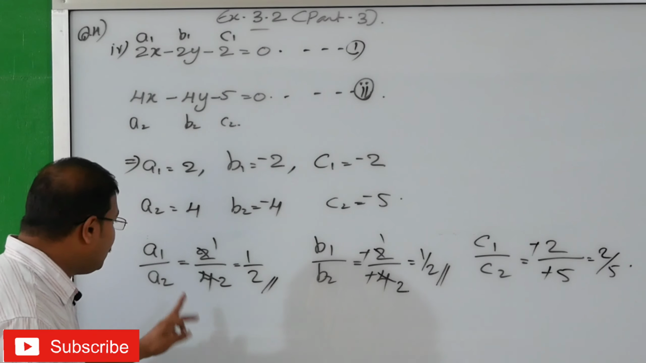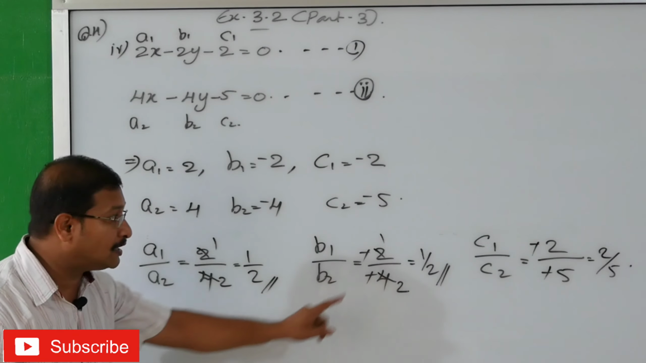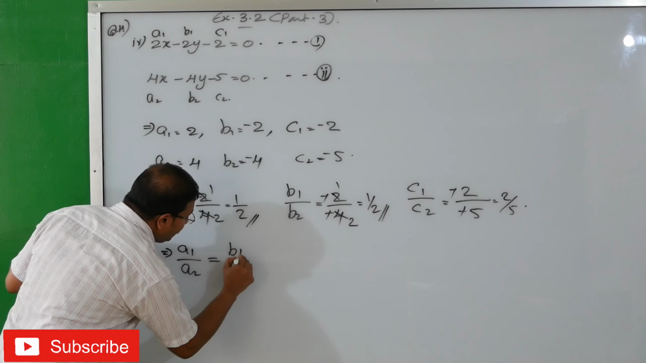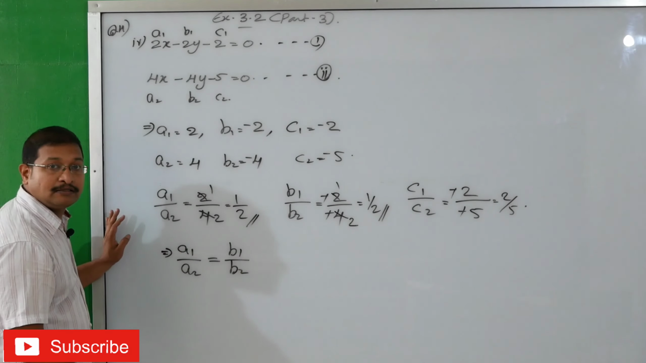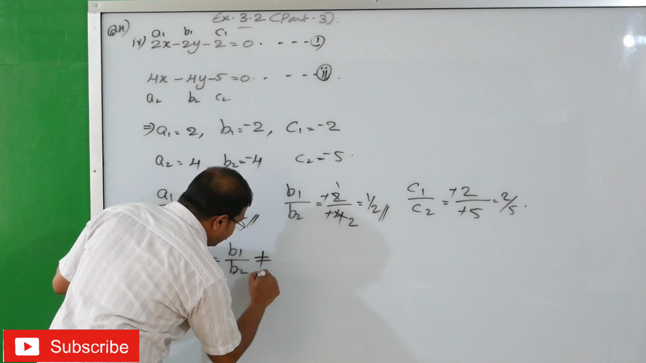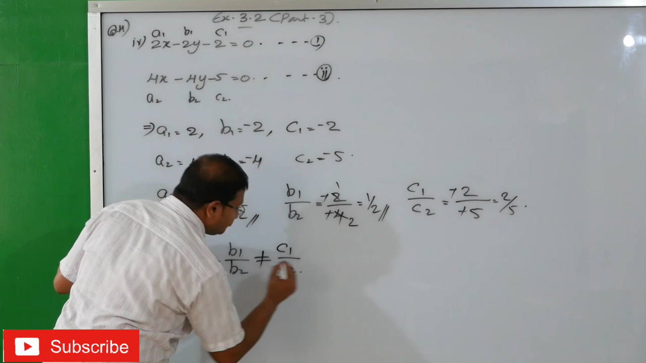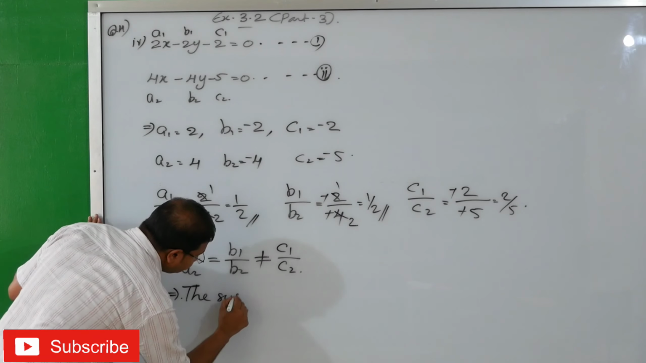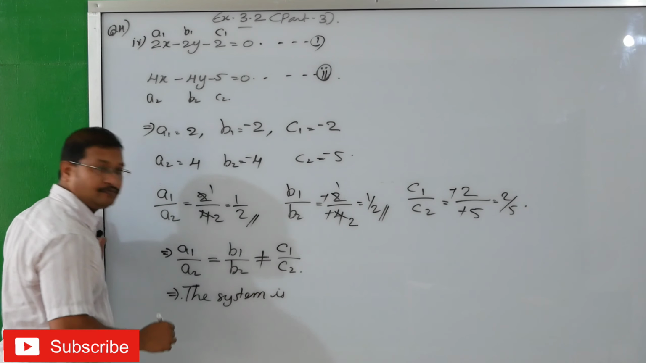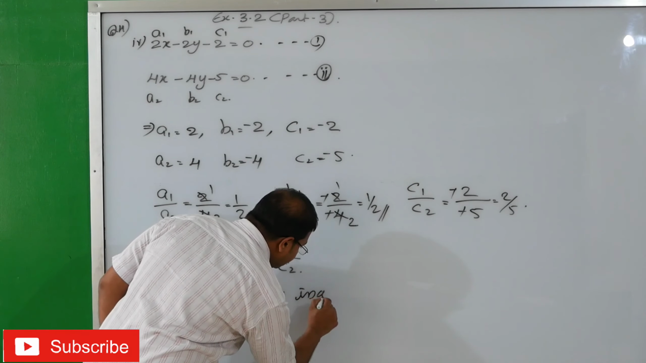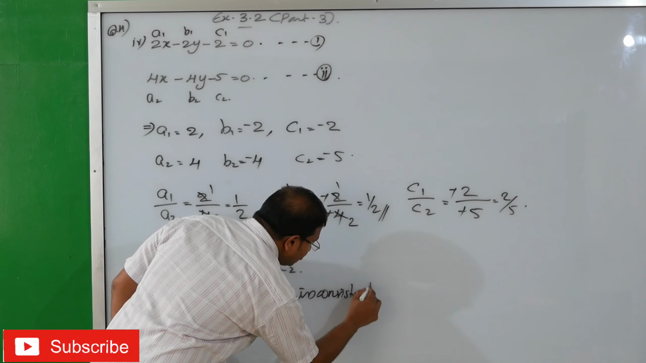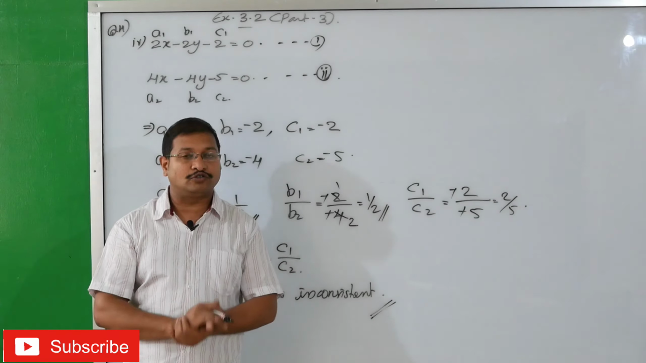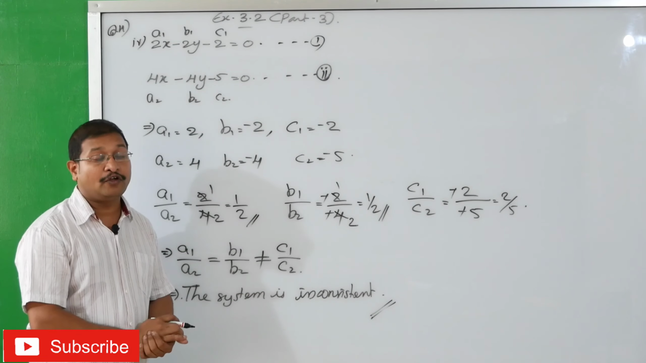Now check it. a1 by a2, b1 by b2. These two are the same. But the last part is not equal, isn't it? Implies a1 by a2 equals b1 by b2. See, the last, c1 by c2, is not equal, isn't it? So we'll write this not equal to c1 by c2. That implies the system is inconsistent. If it is inconsistent, we won't get real values of x and y, isn't it? So we can't do the balance. So we got the entire answers of question number 4.